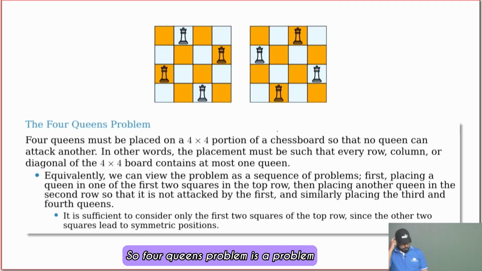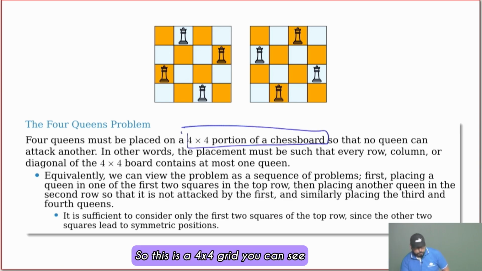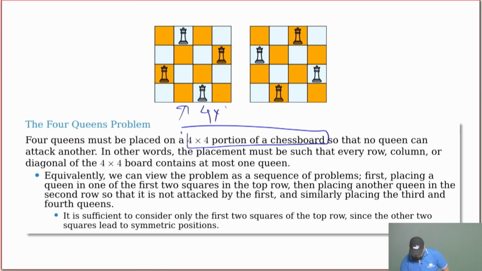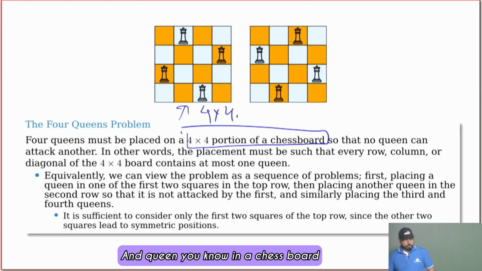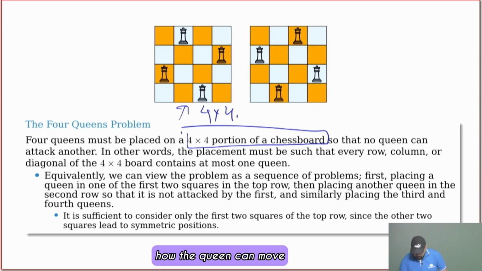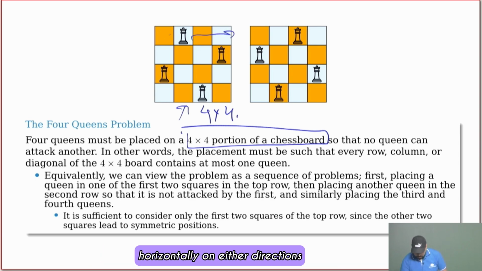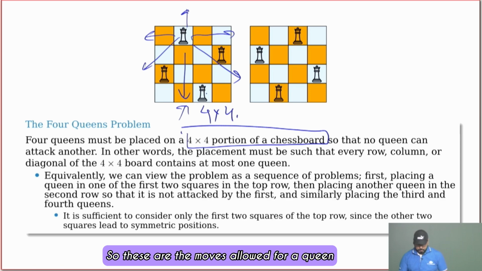So the 4 queens problem is a problem where you have a 4x4 portion of a chessboard. So this is a 4x4 grid, you can see. And you know how the queen can move on a chessboard. The queen can move any extent horizontally in either direction, or any extent vertically, and also any extent diagonally. So these are the moves allowed for a queen.